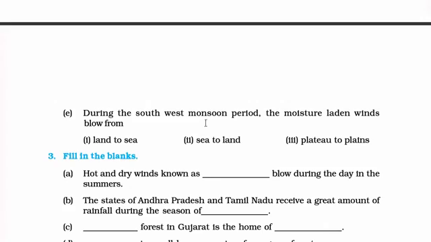During the southwest monsoon period, the moisture laden winds blow from sea to land. Why? Because Indian Ocean, and there is low pressure, and from low pressure the wind moves towards high pressure, and high pressure is towards the ground, land mass. So it's sea to land, and these water molecules contained in the moisture, they go and hit the mountains of Western Ghats and Eastern Ghats and break into monsoon, that is water particles, and thus monsoon comes.